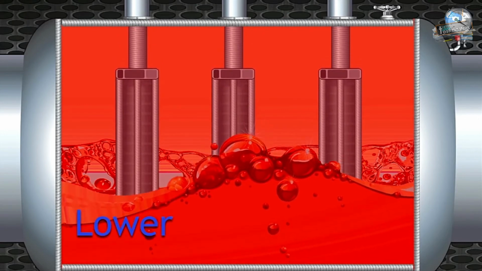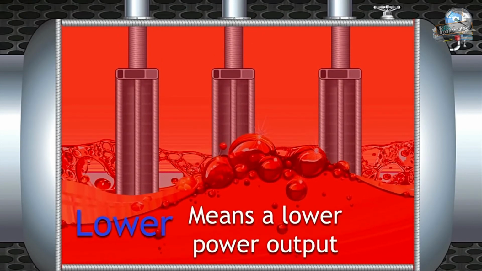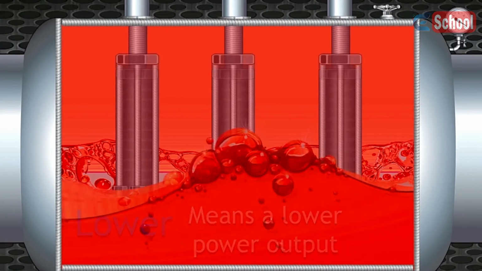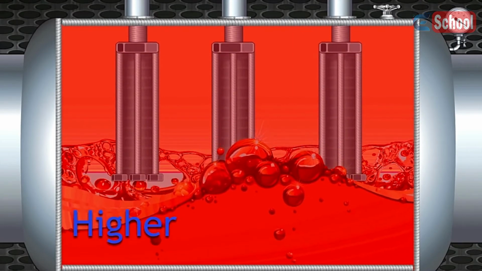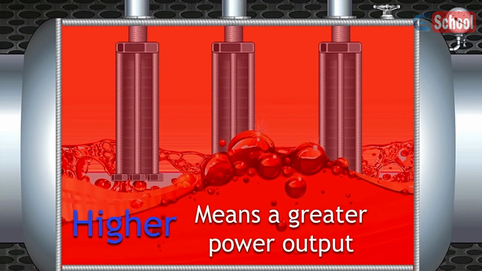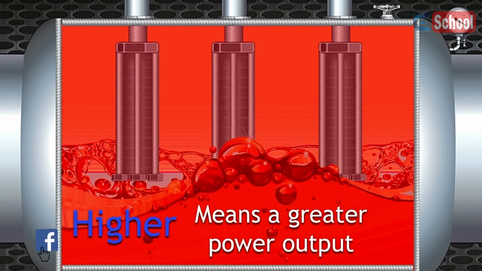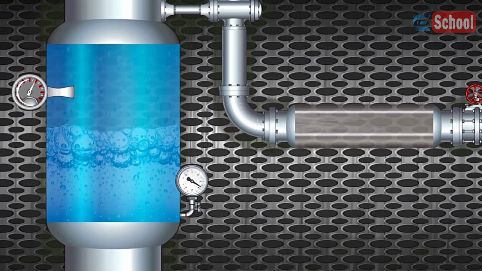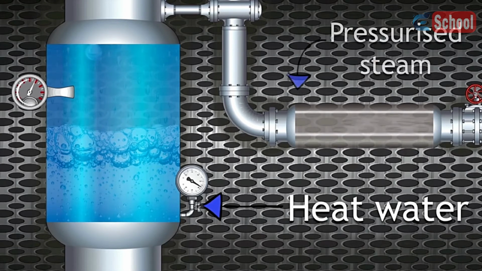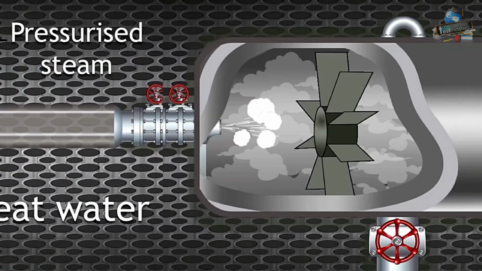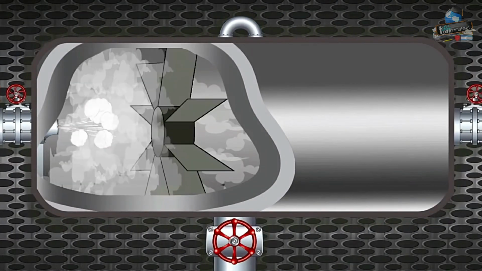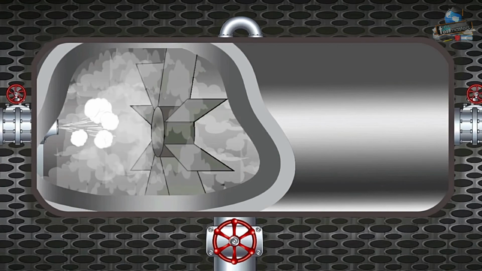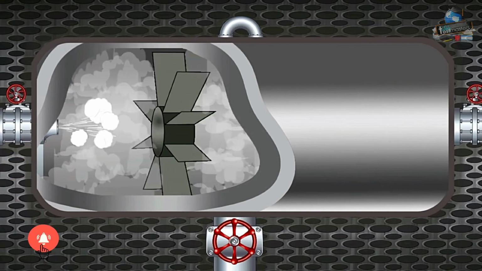The lower they are, the lower the rate of reaction, which means a smaller power output. The higher they are, the higher the rate of reaction, which means a greater power output. With the aid of the control rods and other design features, nuclear reactions can be regulated, meaning there is a constant production of manageable heat energy, which then can be used to heat water into pressurized steam. This is then used to turn turbines connected to a generator, producing large amounts of electrical energy.